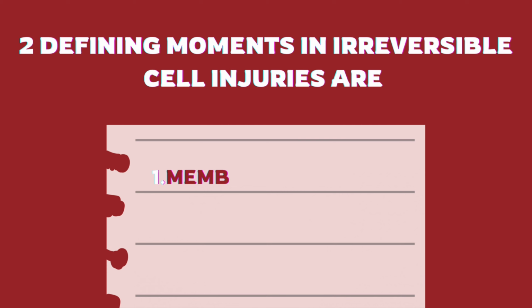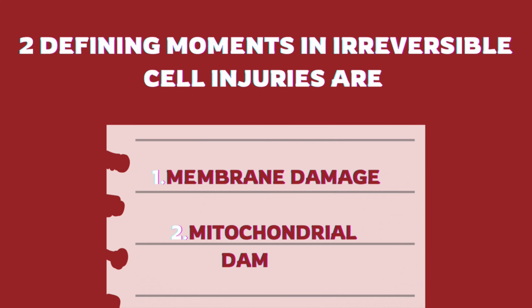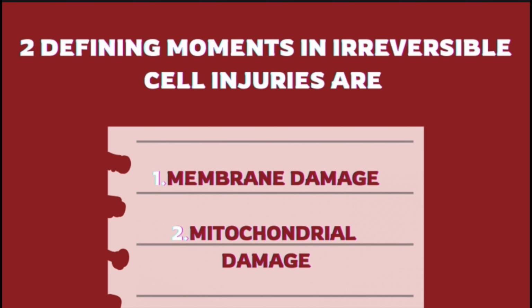Two defining point of no return moments in irreversible cell injury are: 1. Mitochondrial damage, meaning no more ATP, no energy, and cell death is inevitable. 2. Membrane damage. Both plasma and lysosomal membranes break down, leading to enzyme leakage, calcium overload, and self-digestion of the cell. At this stage, recovery is no longer possible.